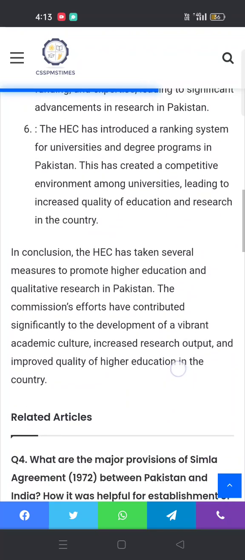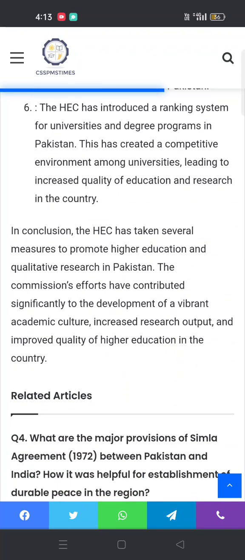The sixth one is that the HEC has introduced a ranking system for universities and degree programs in Pakistan. This has created a competitive environment among universities, leading to increased quality of education and research in the country.